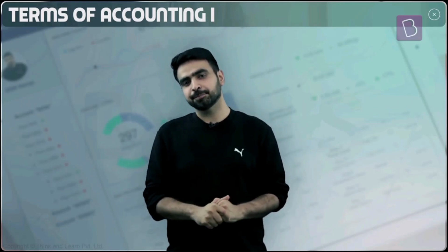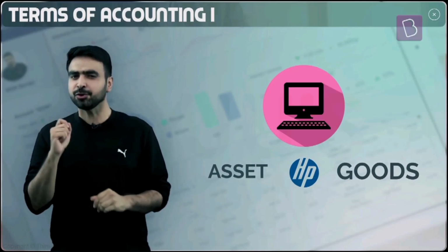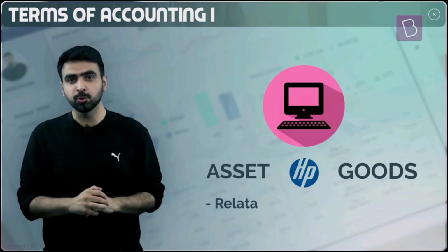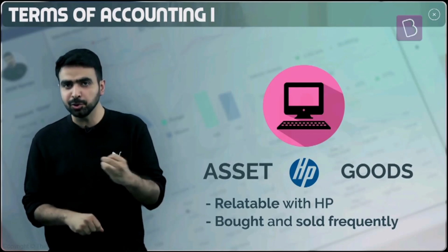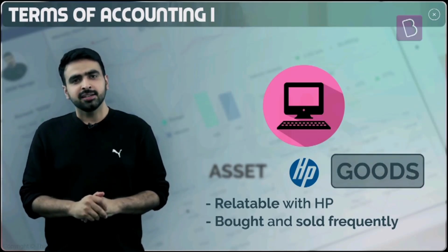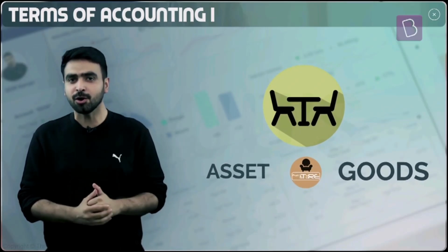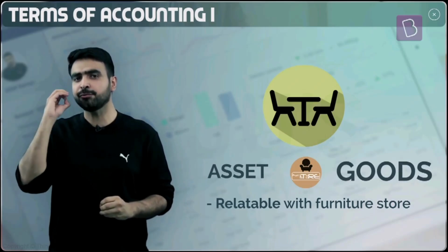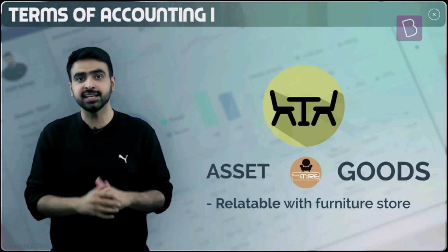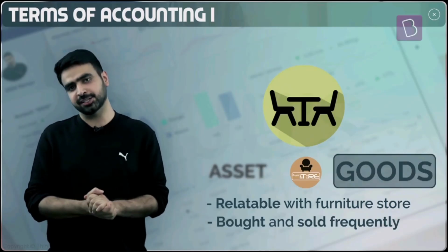Let me ask you something. Now tell me, would a computer be an asset for HP or would it be goods for HP? Now if you see, computer is what you can relate to when you think of HP. And since they are bought and sold frequently by HP, computers are goods. Now think about a furniture store. Tell me, would furniture be an asset for a furniture store or would it be goods? Furniture is what you can relate to when you think of a furniture store. And furniture is something that a furniture store buys and sells every day. So furniture are goods for a furniture store.